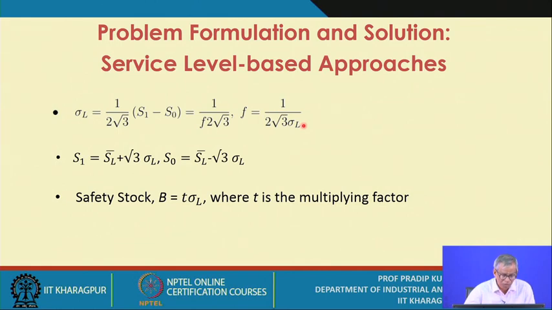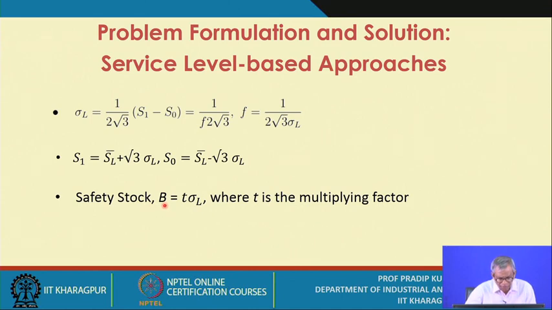So what is the expression for S1 in terms of SL bar and sigma L? That is SL bar plus root 3 sigma L for the continuous uniform distribution, and S0 is SL bar minus root 3 sigma L. Now these are all well known expressions for the continuous uniform distribution.